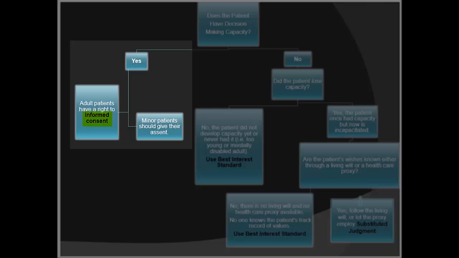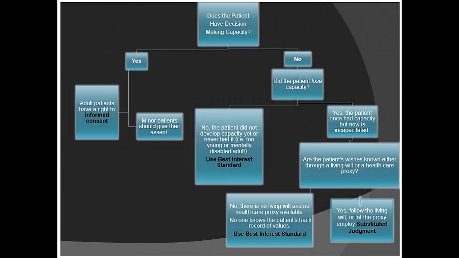So I want to set aside the left side of the flowchart for now and concentrate more on this right side, which introduces a whole level of complexity in the case that the patient does not have decision-making capacity. So if the patient does not currently have decision-making capacity at the time in which medical decisions and treatment have to begin, then first we would have to ask, did the patient once have capacity and now lost it? Or is this a patient that's either too young or never had capacity to begin with?